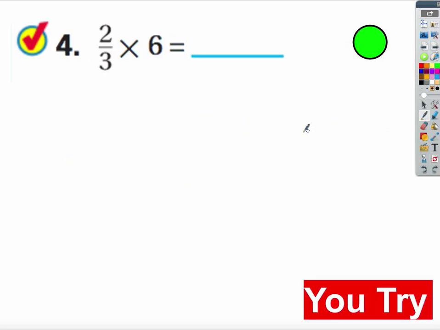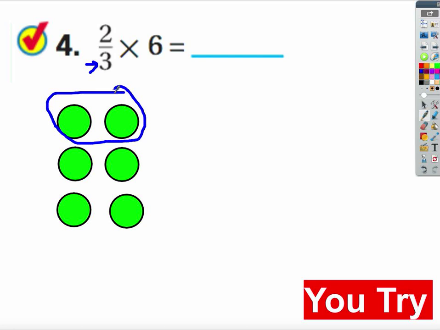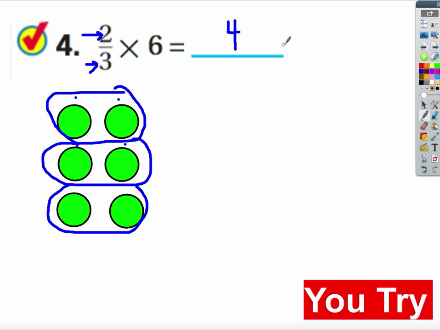Okay, let's do one more practice one. The drawing method for this one, so I'm going to do 2/3 of 6. So that means I need 6 counters. And according to the denominator is a 3. Okay, so if it's a 3, that means it wants 3 equal groups. So it looks like there's a group, there's a group, and there's a group. And we want to count how many counters are in 2 of the groups. So there's 1, 2, 3, 4. So there's 4 of them in 2 of the groups. So 2/3 of 6 is 4.